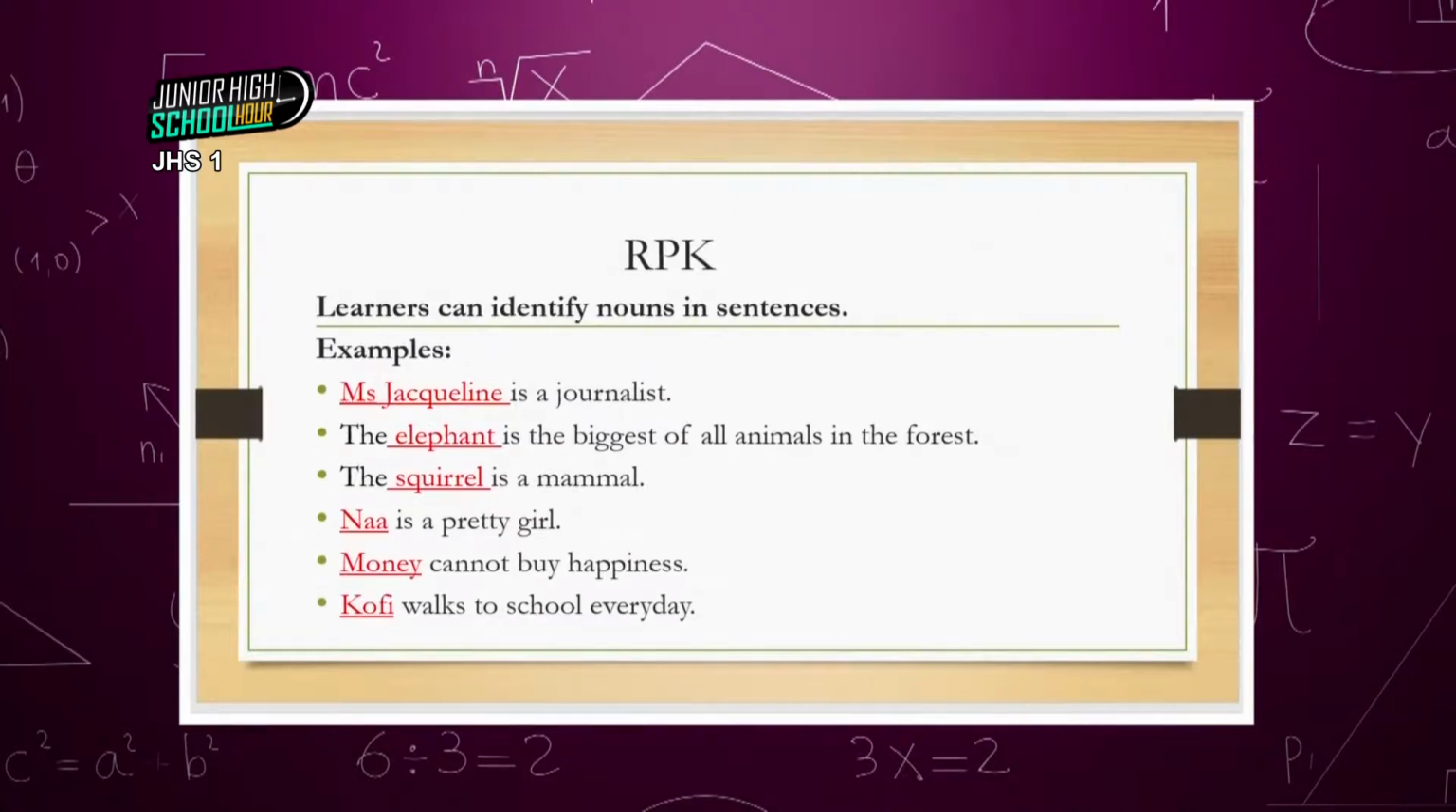We were able to identify nouns in sentences. Then I gave some examples, such as: Miss Jacqueline is a journalist. The elephant is the biggest of all animals in the forest. You can see that I have underlined the nouns in the sentences: squirrel, money, Kofi, Miss Jacqueline.